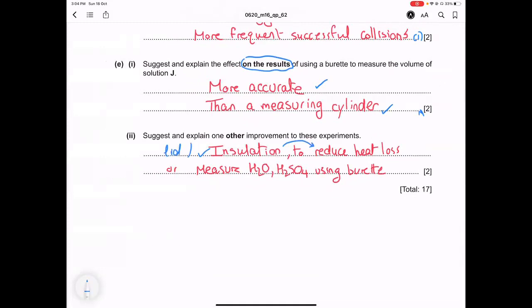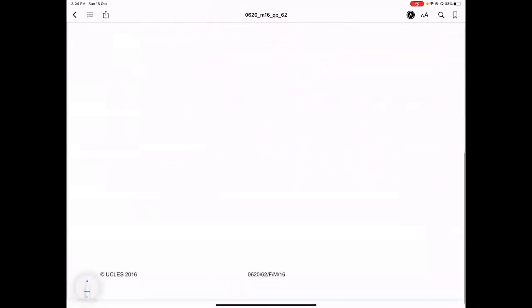Or you can say that he also should measure the water, the sulfuric acid and the methyl orange using a burette instead of a measuring cylinder. But don't just say use a burette instead of a measuring cylinder. You say use the burette to measure the volumes of water, sulfuric acid, or methyl orange.